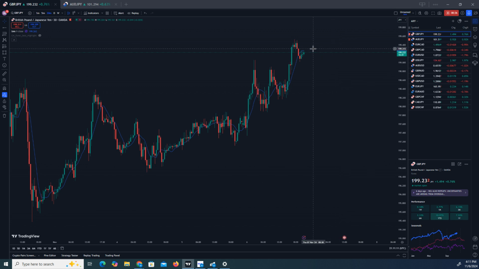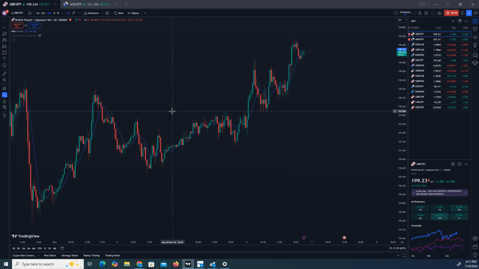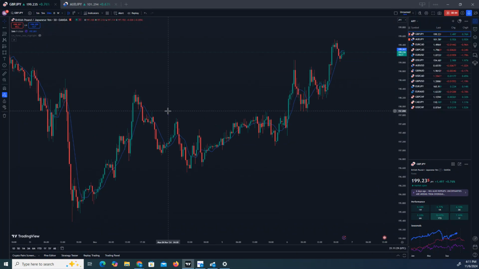So we're looking at the GBP Japanese yen. Let's start with the daily chart first. As you can see, currently the market is bullish on the daily chart. So let's go to our 30 minutes time frame to see if there are any zones. Currently, there are none. I've already done my analysis.